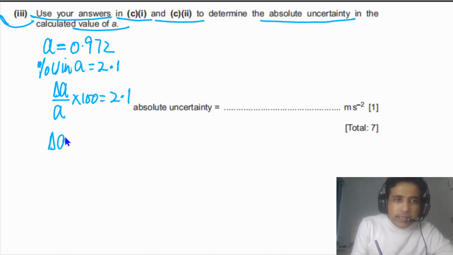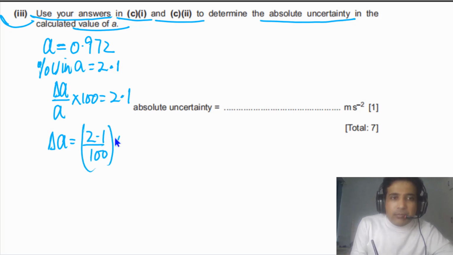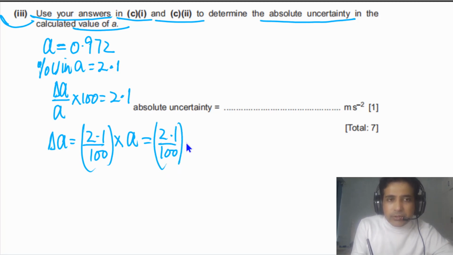So simply delta A will be equal to 2.1 divided by 100 multiplied by A, and value of A we can write in, 2.1 divided by 100 times value of A. A is equal to 0.972. Now, if we solve this one, our final answer will be equal to 0.02 up to 1 SF.